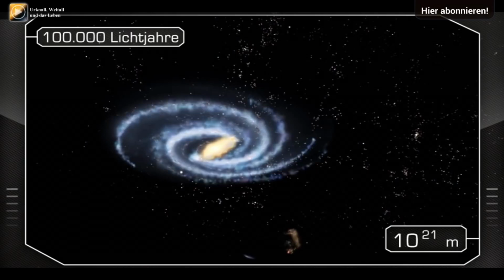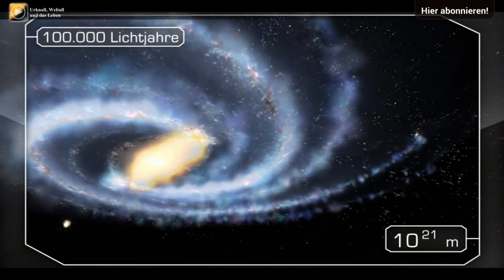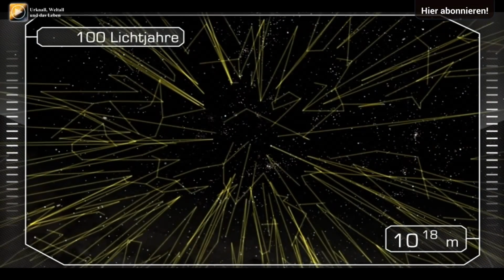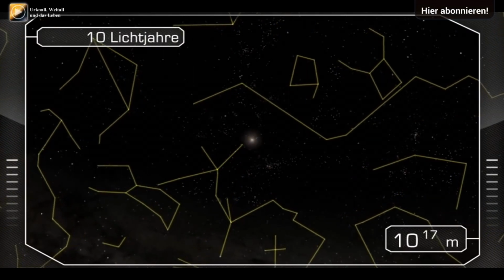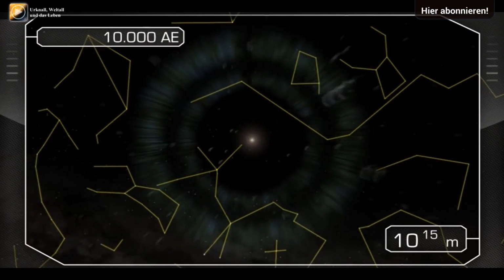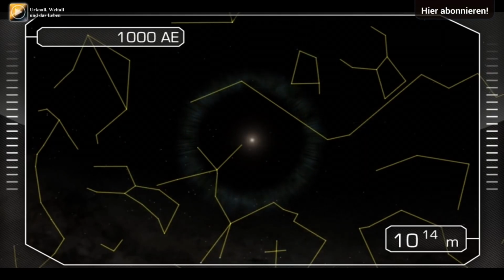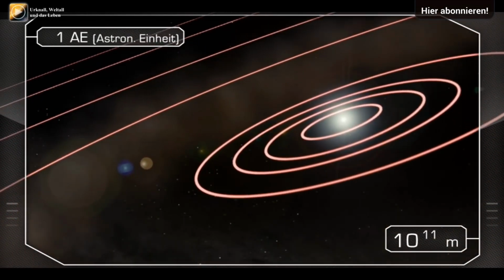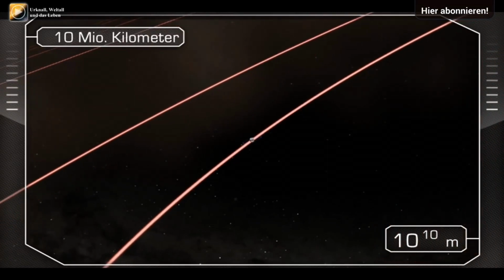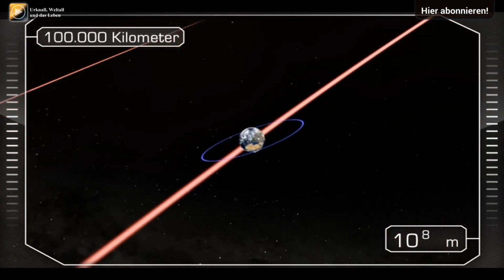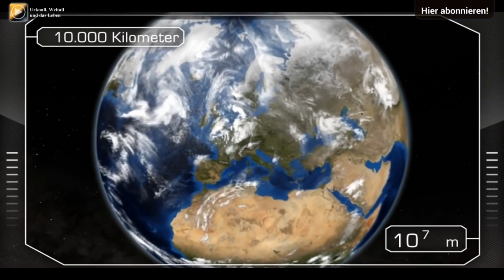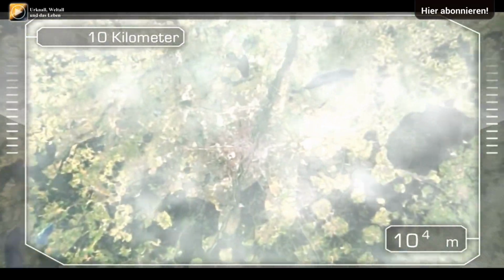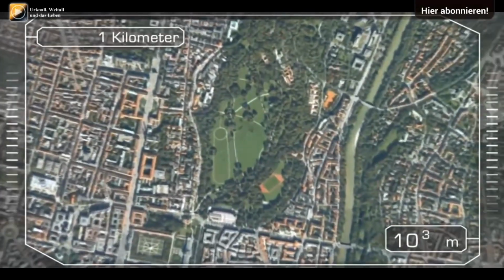Let's start here and let's go into the world of nano. So we started with 100,000 light years, and now it goes smaller and smaller, if you can call it like that. Astronomical units start to show up our solar system, and here we go, that's our planet. And we go deeper, we see continents, we see cities, and we see people.